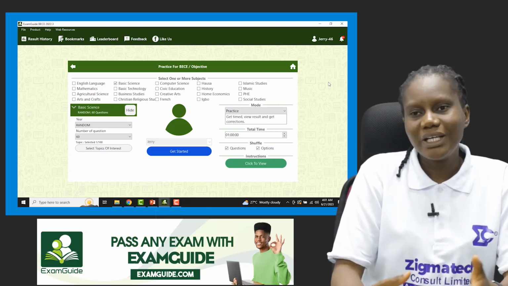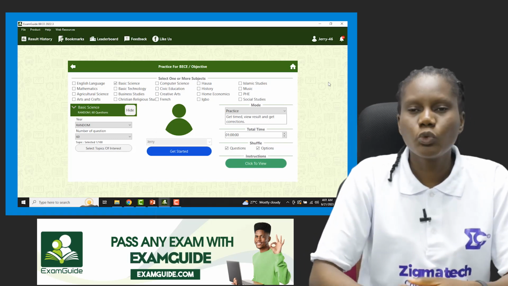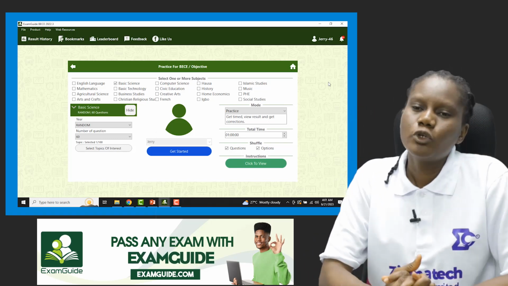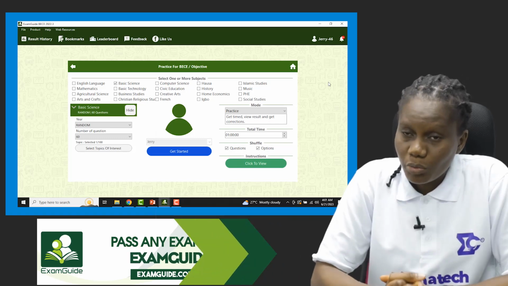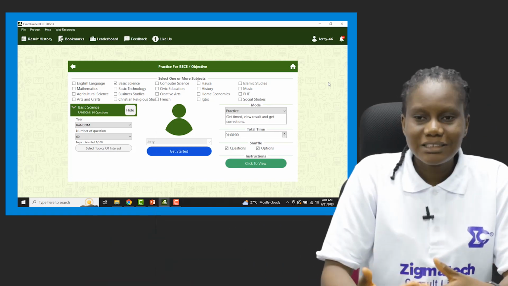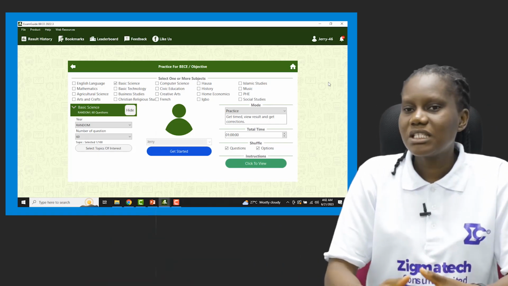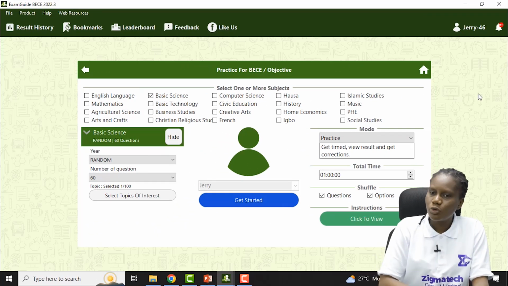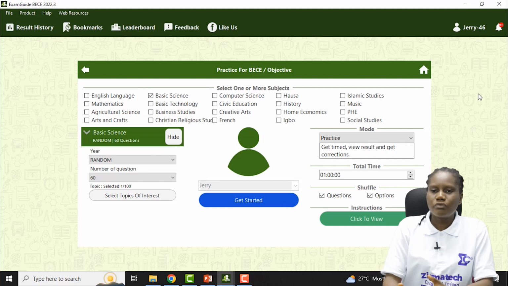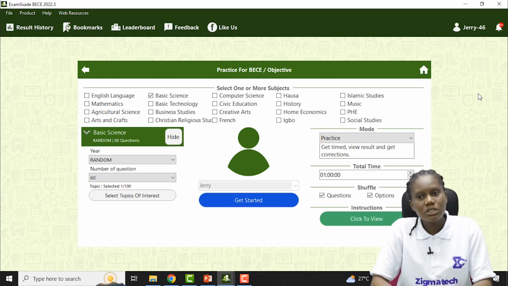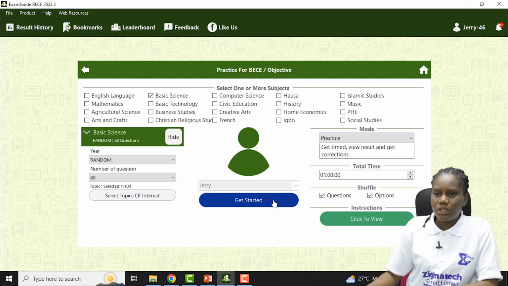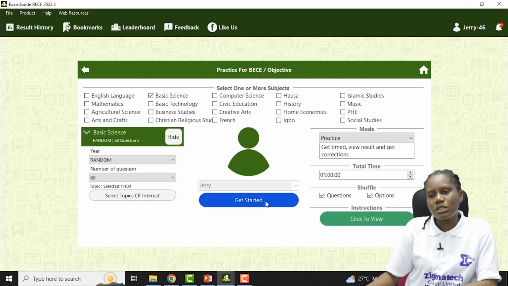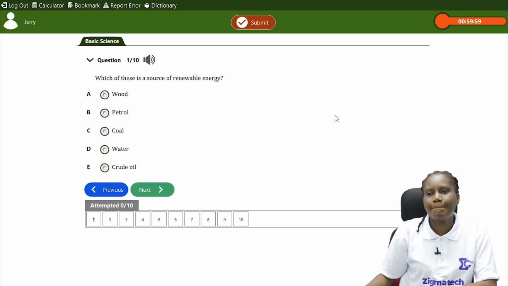When you learn, you practice this stuff so that it can be part of you. So when you get to the ExamGuide app, go to basic science, that is this topic once again. Then you select your topic of interest. In this case, I've selected it, and our topic of interest is renewable and non-renewable resources. You select the year that you want. In this case, I selected random. I just want to pick some random questions. Then you get started. Let's check out some of these questions.